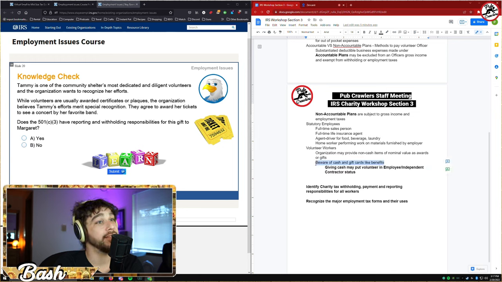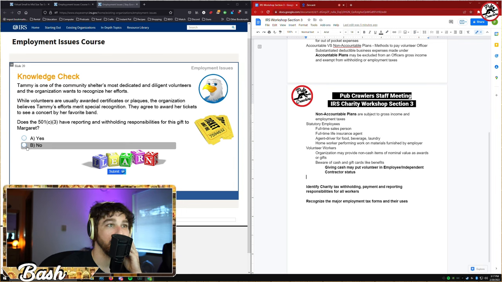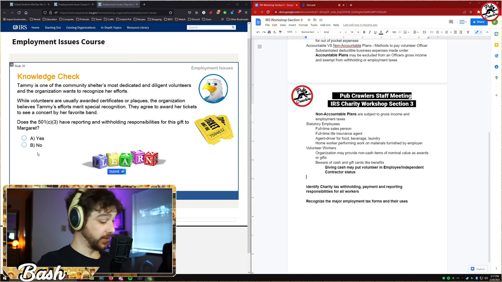It said specifically giving cash or gift certificates, gift cards, things that can be treated like cash, or taxable fringe benefit. Exactly. But how are you going to tax a concert ticket? But yeah, may provide volunteers with non-cash items of nominal value as awards or gifts. It's not like they're giving her a sports car, though. Right. Which, that's nominal.